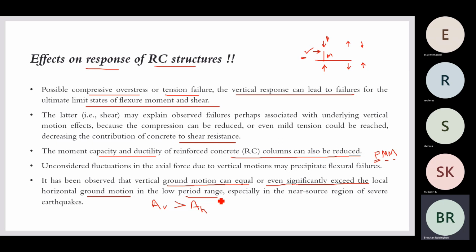Okay, so in the acceleration region or in the low period region, what will happen? AV, the vertical earthquake, can become higher than the horizontal earthquake because of the near source effect. So severe earthquakes in near source can have a vertical effect higher than the horizontal effect. Due to that, the capacity of the sections will reduce, ductility of the structure will reduce, and the structure may collapse due to this reason. So if that condition is not considered, then your structure will fail drastically.